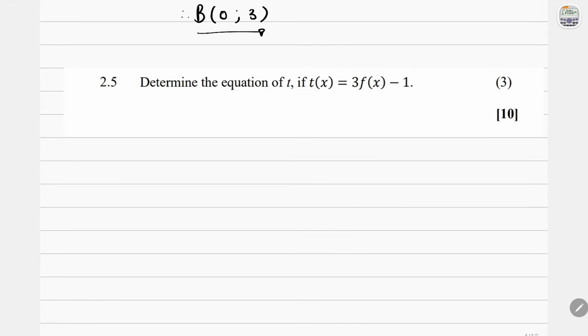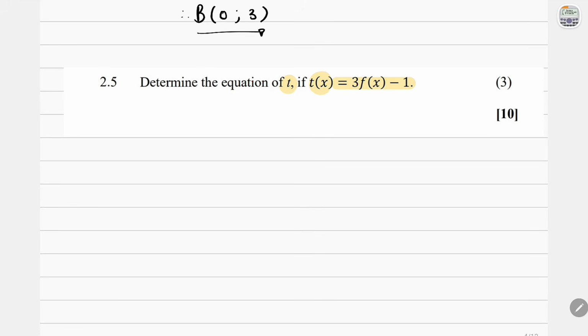Question 2.5 says, determine the equation of t if t of x is equal to 3 f of x minus 1. Okay, when two things are put together, for example, if I said ab, what are these doing? Are they being added? Are they being multiplied? Are they being subtracted or divided? They are being multiplied. Okay, a times b gives you ab.